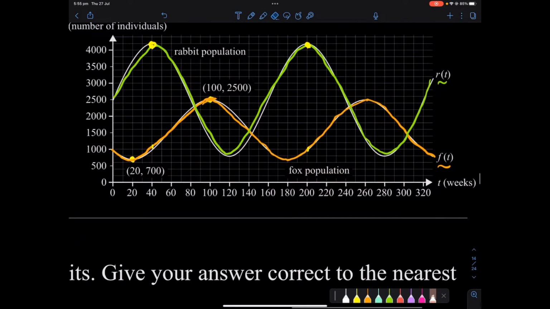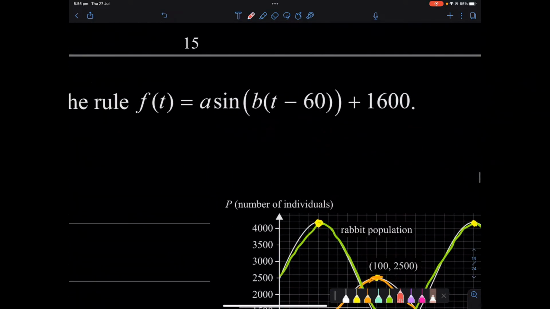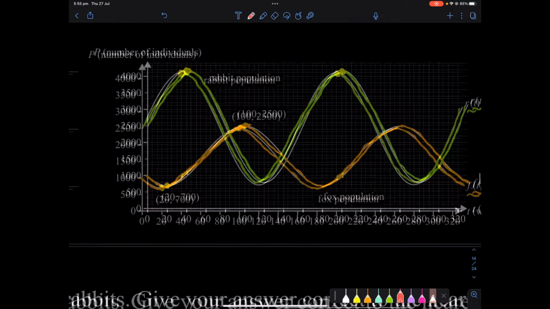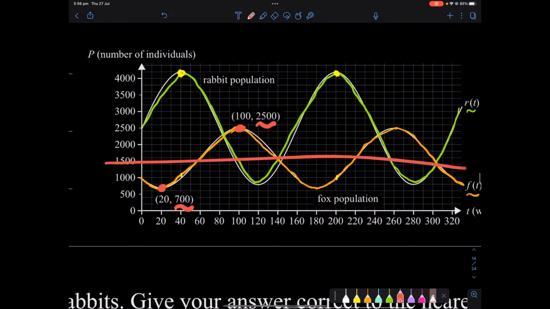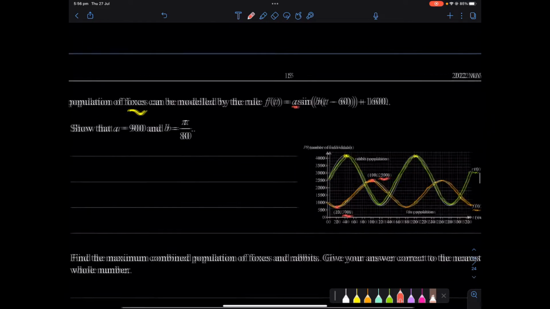So for the fox, which is the orange graph, to calculate the value of A, the amplitude, it's pretty much the middle value. This is your maximum and this is your minimum. It would be in the middle of them. So we can get the y values over here, 2,500 plus 700 divided by 2, which would give us the A value. So I'm going to do that over here.